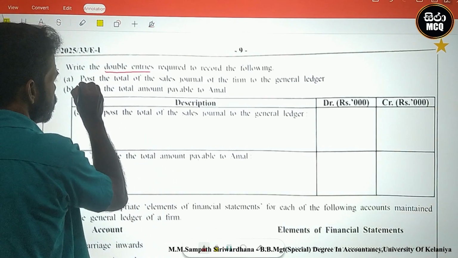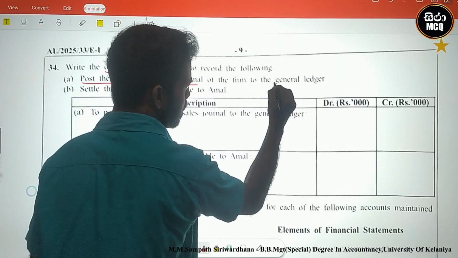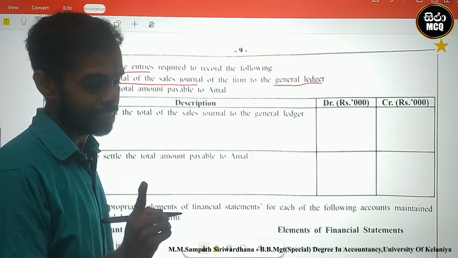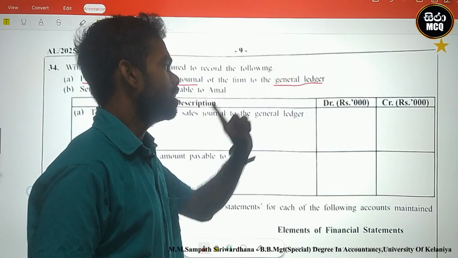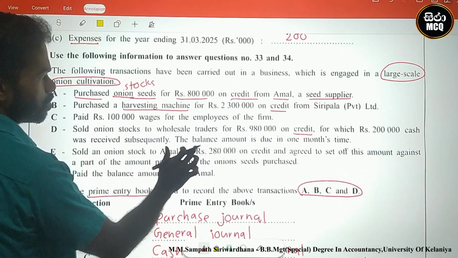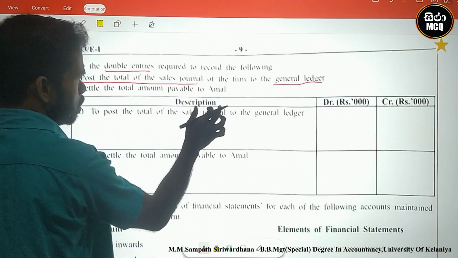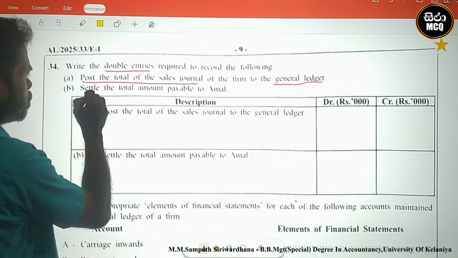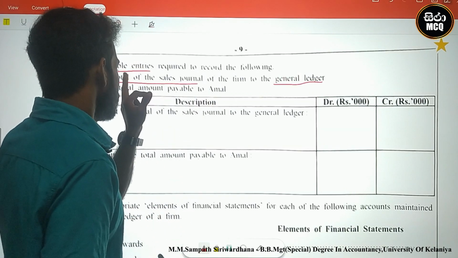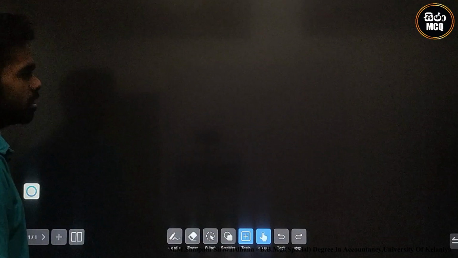Okay, look here. Post the total of the sales journal of the firm to the general ledger. There is no VAT related transaction in the above information. Therefore, you know what the sales journal is? Look here, the total amount payable to Amal. Okay, let's see the total of the sales journal. What's the double entry? There is no VAT related transaction.